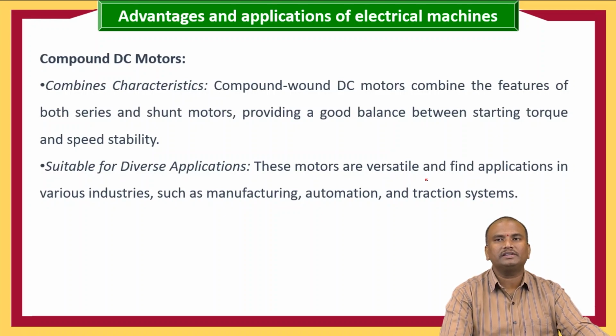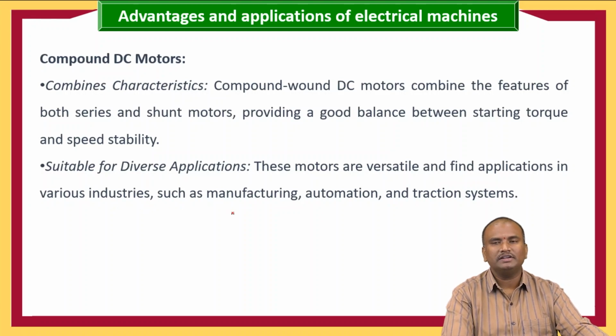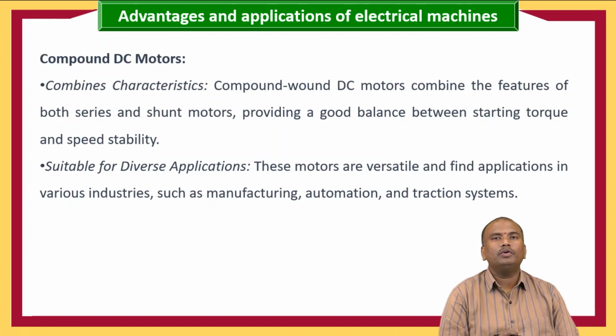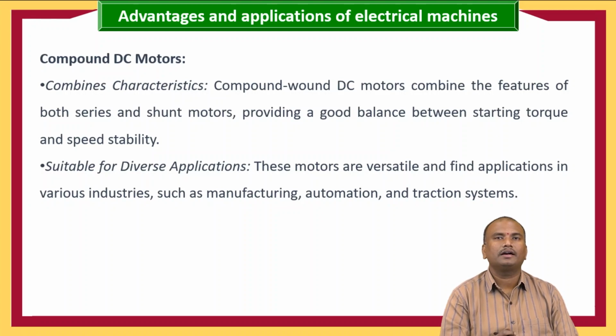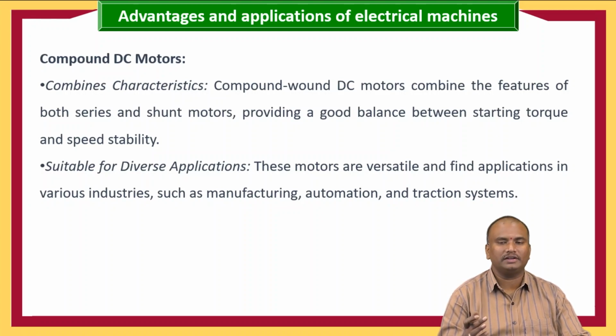These motors are versatile and find applications in various industries such as manufacturing, automation, and traction systems, because we have both operations, series and shunt. Series means high starting torque and shunt means nearly constant speed is maintained. So traction systems, which require high starting torque as well as speed maintenance, are possible with compound DC motors.